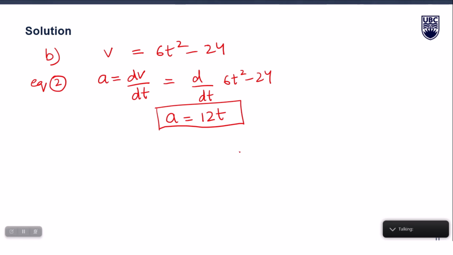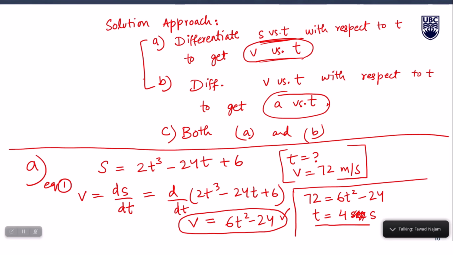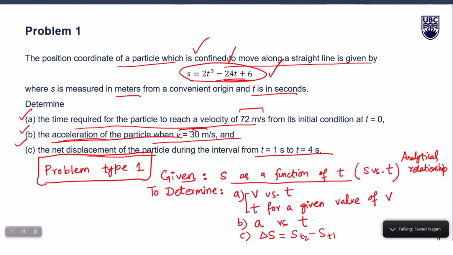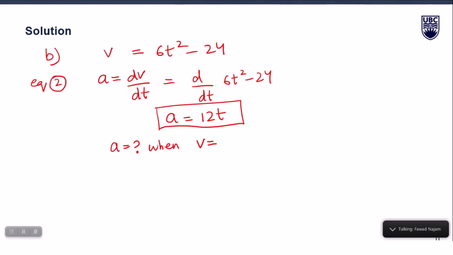So now the question asks what was the value of acceleration when v was equal to some value. V was equal to 30 meter per second here. So let me just go back there. When v is 30 meter per second, what should we do? We need to first determine the time at which velocity was 30, and then put that time in this equation to get what the acceleration would be at that time, right?